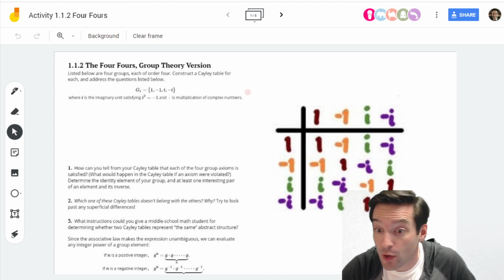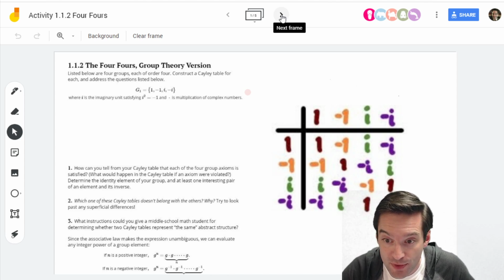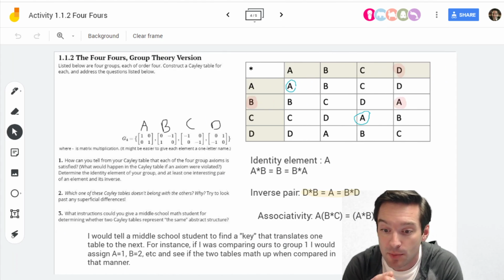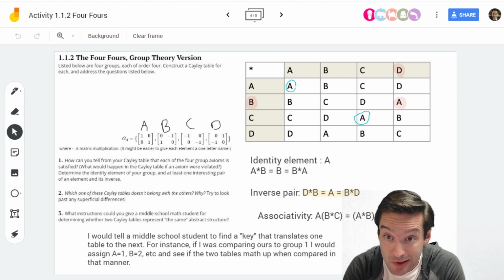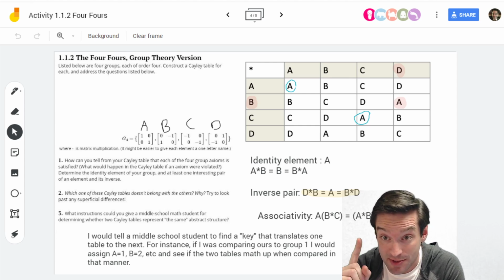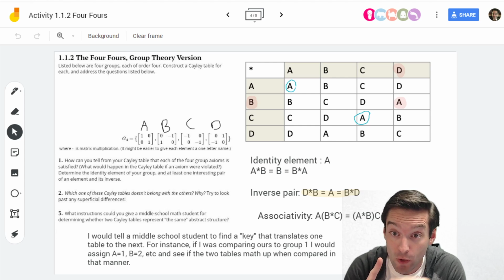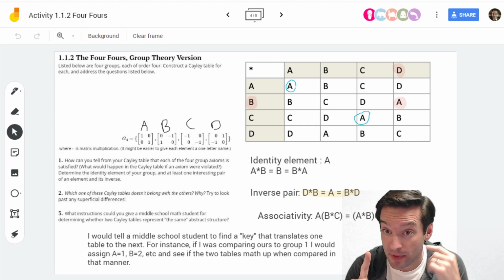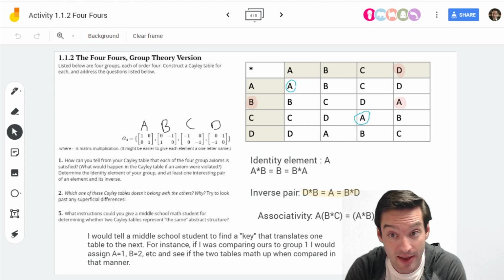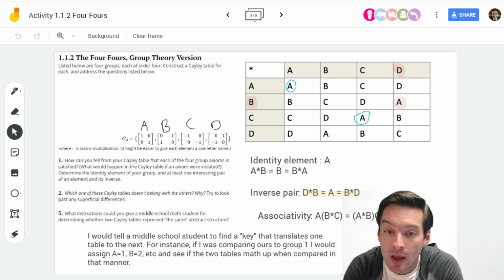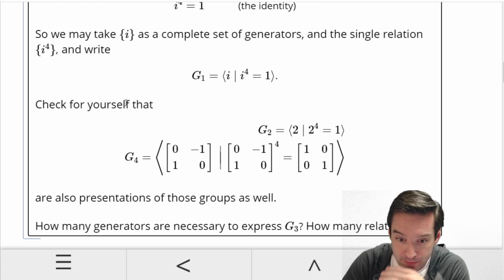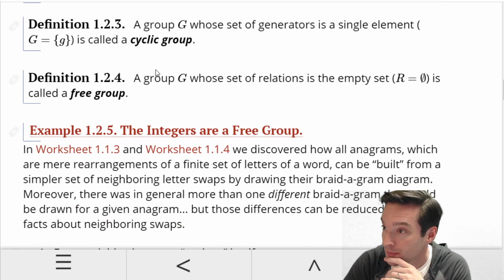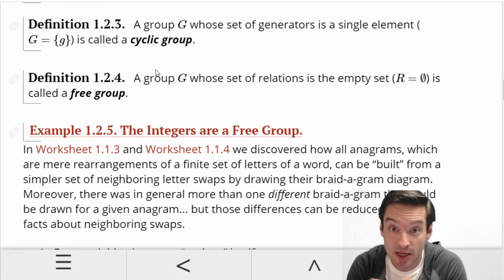So in total, what we found is that the groups G1, G2, and G4, they all had presentations, generators and relations, that looked exactly the same as one another. There existed a single element which can generate the whole group, right? And that element had a single relation, that element raised to the 4th power was equal to the identity. Done. Right? By way of terminology, if I have a group that has only a single generator in it, we call that group a cyclic group.